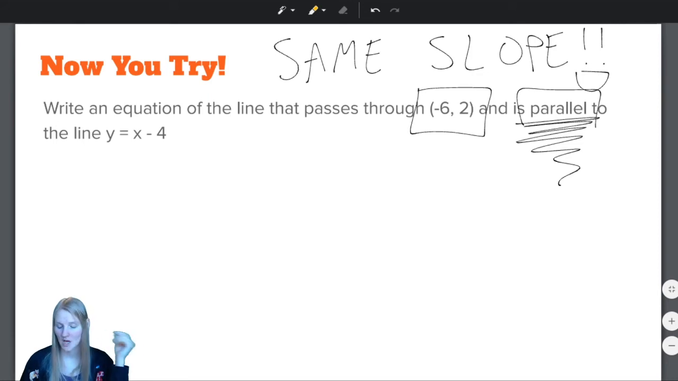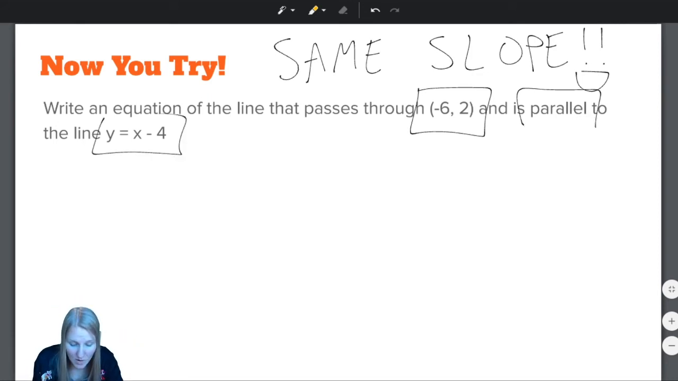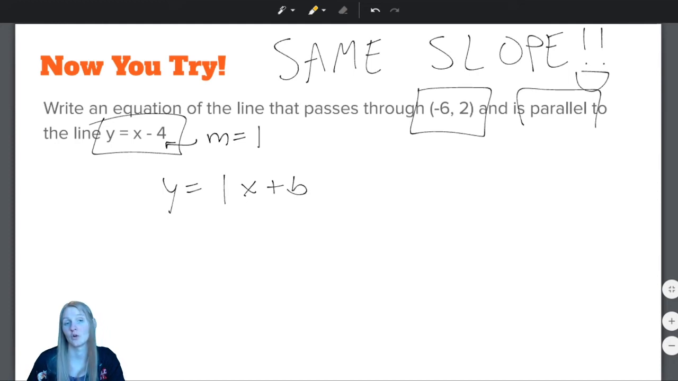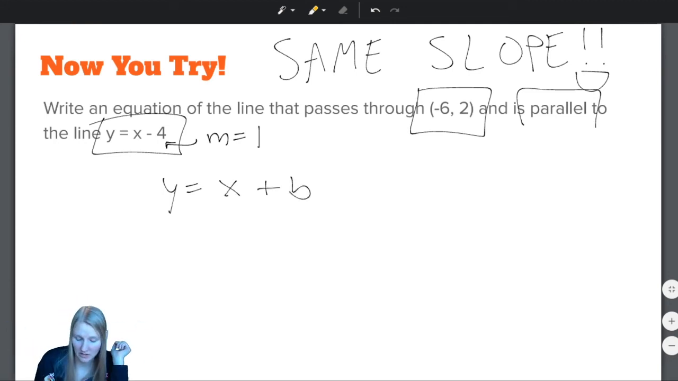The same slope. So if I want to be parallel to y equals x minus 4, what is m? Well, right in front of every x is an imaginary 1. So the slope of this line is 1, which means the slope of our line needs to also be 1. But remember, we don't have to write 1x. We can just write x plus b, because it's implied that there's a 1 in front of the x.